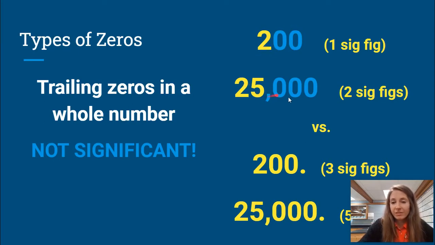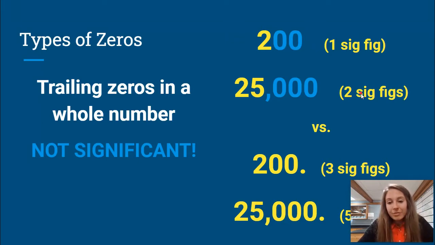For the number 25,000, 2 and 5 are both significant because they are non-zero digits. However, these 3 zeros following them are not significant because, again, they are placeholders. They have to be here in order to make this number 25,000. So therefore, they are not significant. So this one, 25,000, would only have 2 sig figs.